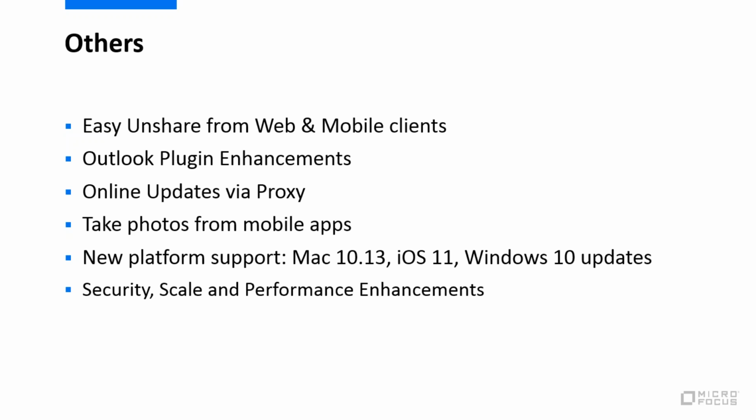We also have added support to have the online updates done via proxy. That would kick in only after Filr 3.3, but that's now in. We also have added the ability to take photos from the mobile app, which will directly be uploaded to the Filr area. We added support for Mac 10.13, the latest iOS version, as well as Windows 10 updates, and we continue to enhance the scale, security, and performance as always.